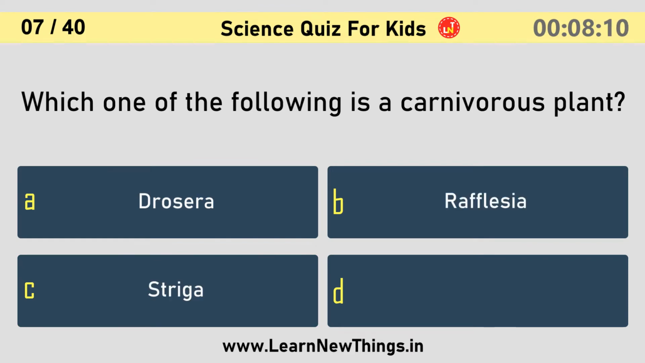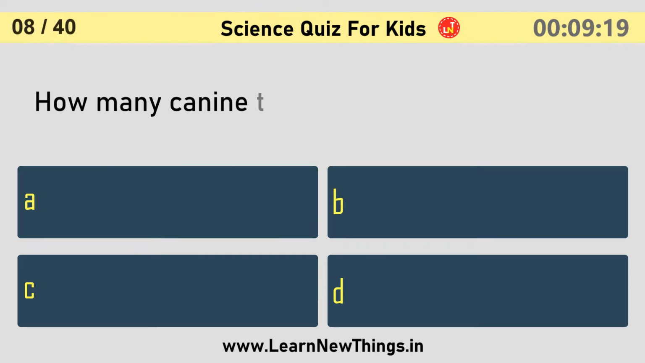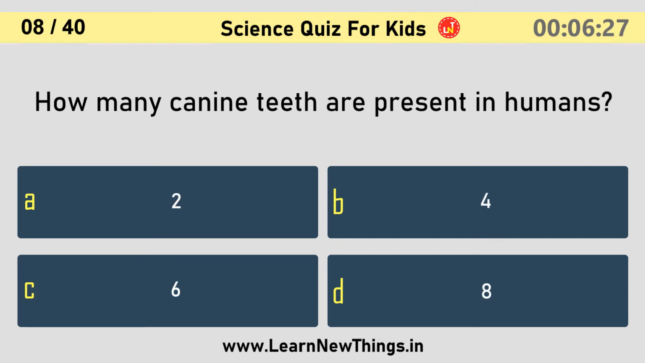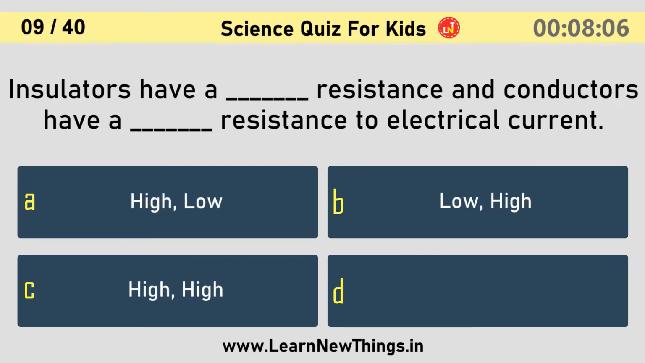Which one of the following is a carnivorous plant? Drosera. How many canine teeth are present in humans? 4. Insulators have a dash resistance and conductors have a dash resistance to electrical current. High, low.